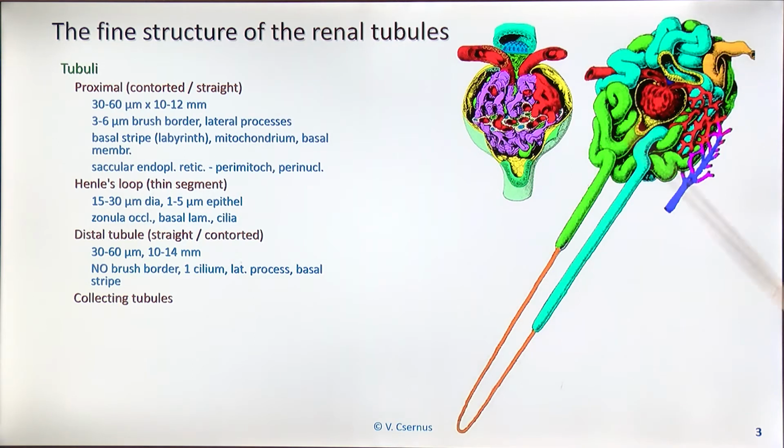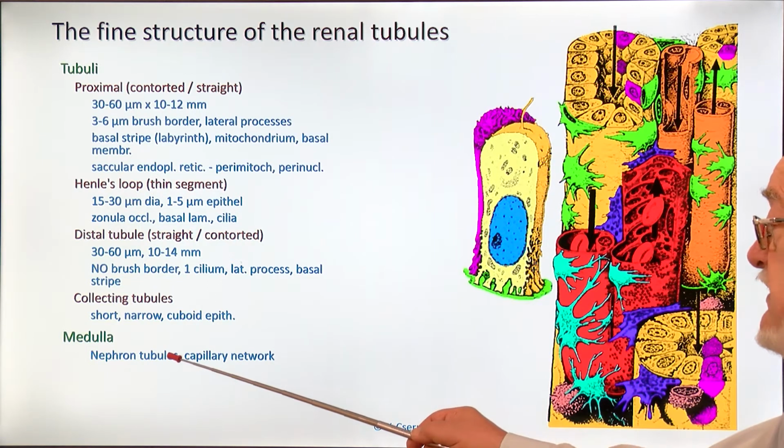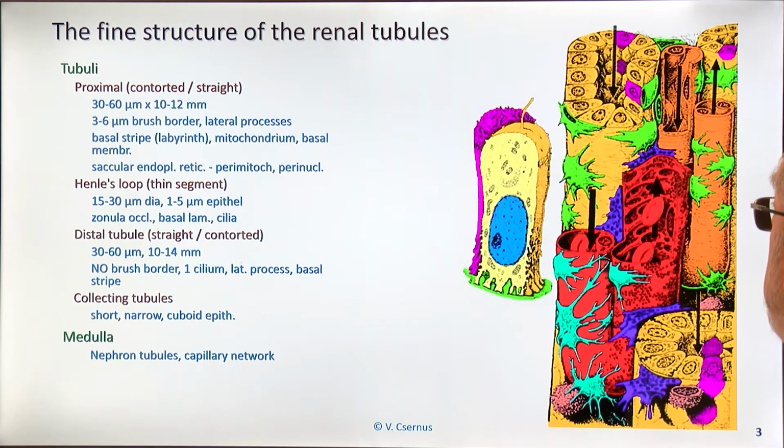The collecting tube has a similar role to the tubes of the glands. It is just a simple cuboidal epithelium, which lets the already ready-made urine into the duct system, so short and narrow. In the medulla, we have the combination of these. We have the tubes of the nephron, so the proximal, distal, and the Henle's loop.